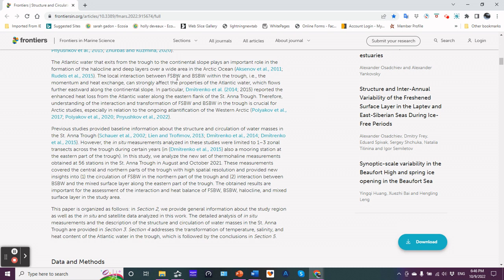The local interaction between the FSBW and BSBW within the trough, i.e., momentum and heat exchange, can strongly affect the properties of the Atlantic water, which flows further eastward along the continental slope. I showed you that in Figure 1, the black arrow. This affects, in turn, the halocline, and the halocline, therefore, affects the deep layers.